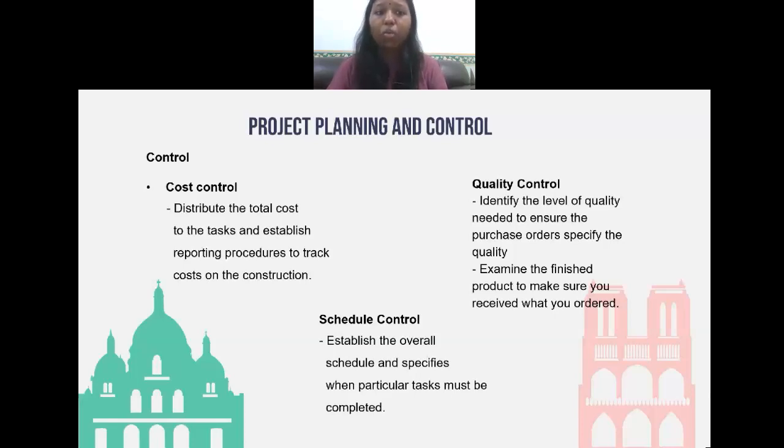As I'm mentioning tracking cost, why is it important to track cost? Because we can identify if any problems happen or cost waste. Second is schedule control.